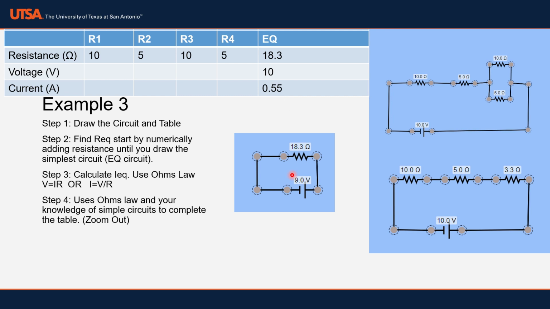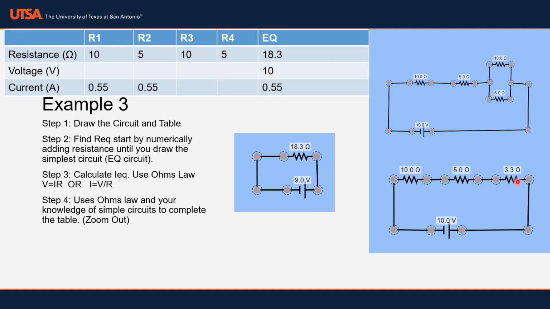So we're going to look here and say, okay, I know that the current here is going to be 0.55 amps. So I'm going to take this knowledge that I learned, that this is 0.55 amps, and zoom out and look at here. This is a series circuit, so I know that there's 0.55 amps here, 0.55 amps here, and 0.55 amps there. Okay, so I'm going to write that in my table. 0.55 on 1, 0.55 on 2.